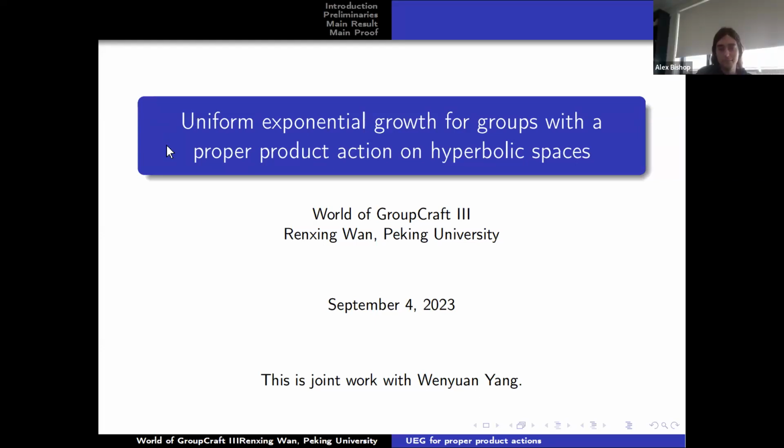Okay. Thank you for the introduction and thank you for the invitation. I'm very glad to give a short talk here. Today I'm going to talk about a classical question in geometric group theory. It's about uniform exponential growth. We studied this property for a group with a proper product action on finite hyperbolic spaces. This is joint work with Professor Wenyuan Yang. Okay, let's start.